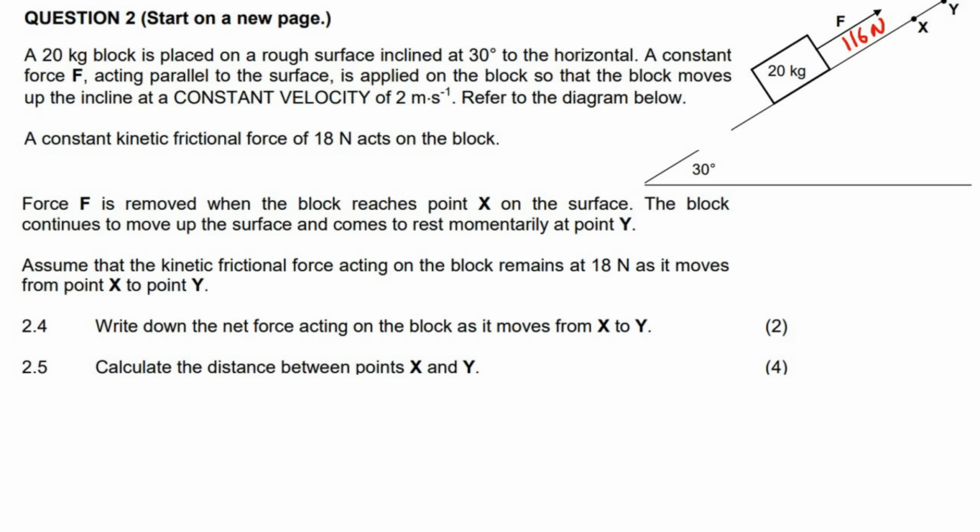So it says that the block continues to move up the surface and then comes to rest at point Y. So it's going to stop up here at point Y. It says to assume that the kinetic friction force acting on the block remains 18 newtons like it was. Write down the net force acting on the block as it moves from X to Y. The answer is not 0. Let me quickly explain. If we do our free body diagram, now that this force has been removed, we can actually just take that force away. Just use some Tipex.